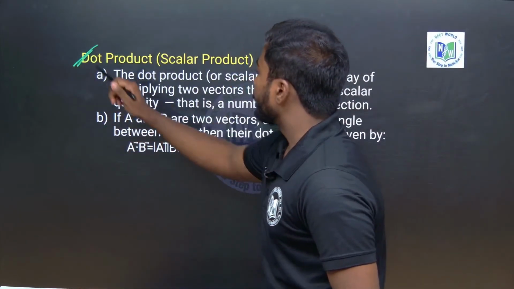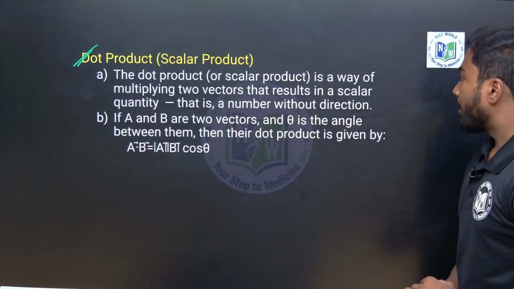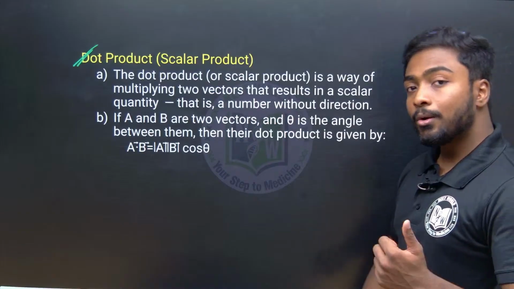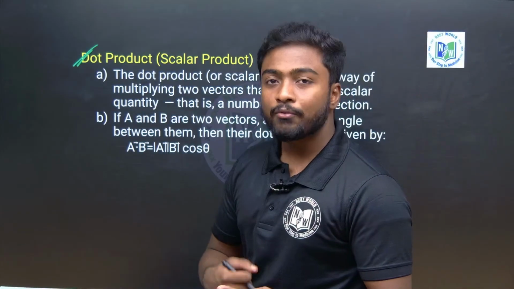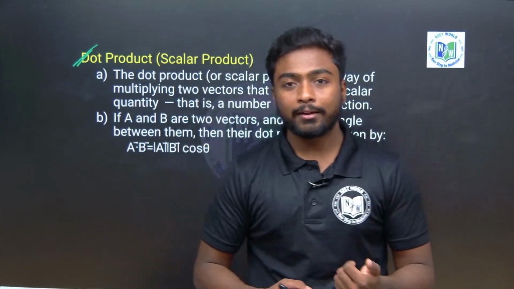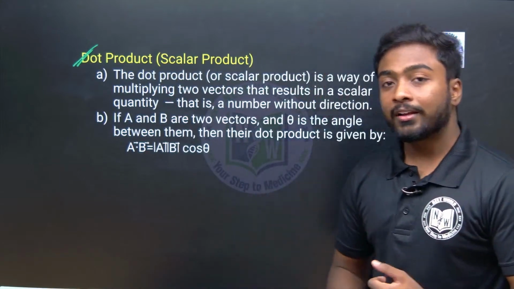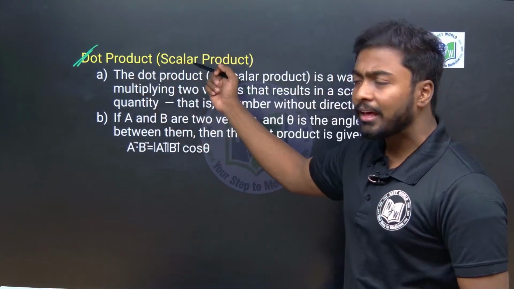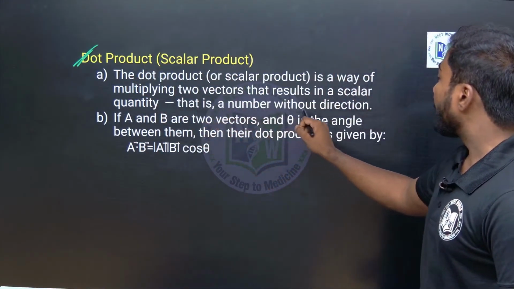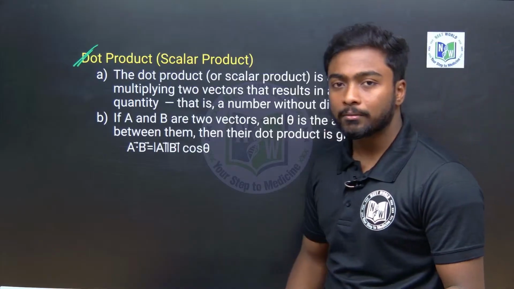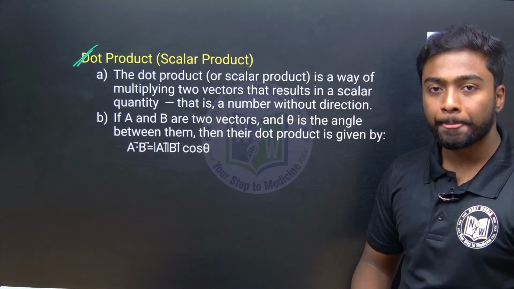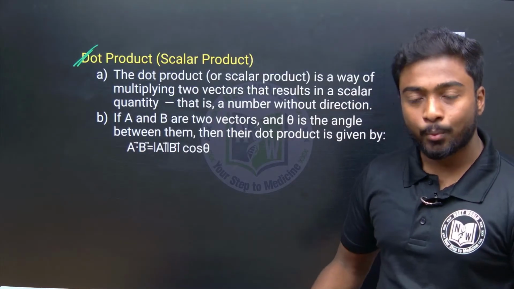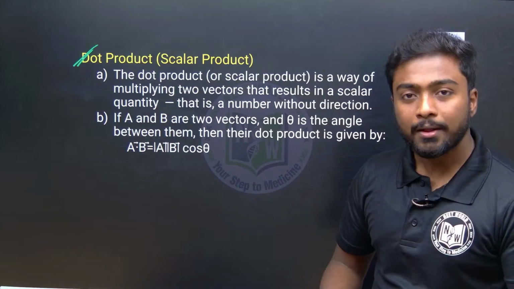So dot product, first one, or a scalar product. Dot product is a way of multiplying two vectors that results in a scalar. If I multiply two vectors, I will get a resultant scalar, not a vector, and that is said to be a dot product or a scalar product. It is a number without direction, so only the number will be there.